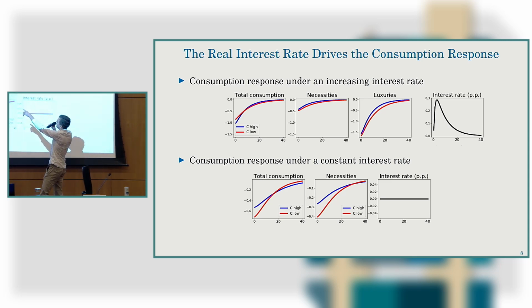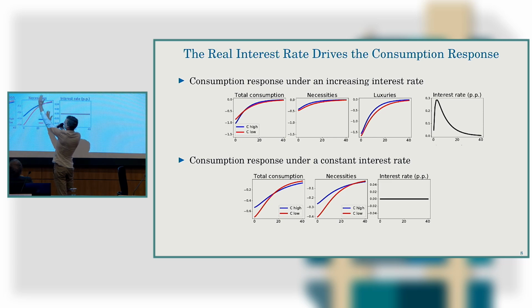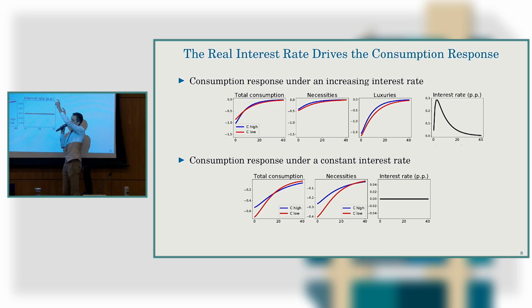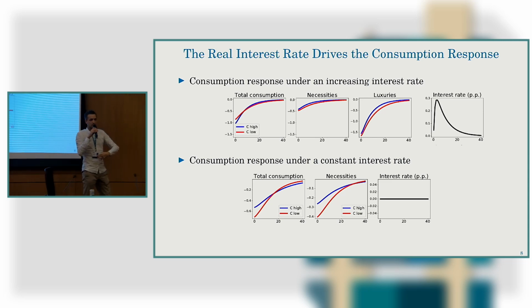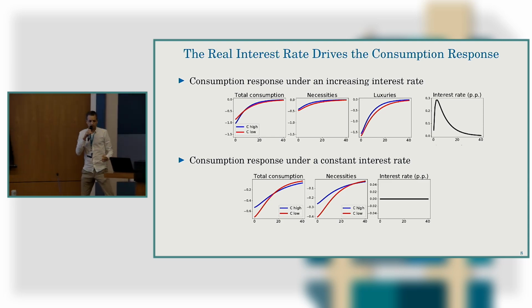Here, you see the interest rates going up. This is from Marco's paper, and we get the result that the high-skilled workers, in blue, their consumption drops more. But if we keep the interest rate constant, the result flips. So you need that increase in the interest rate to generate your result. But again, in recessions, the real interest rates tend to fall.